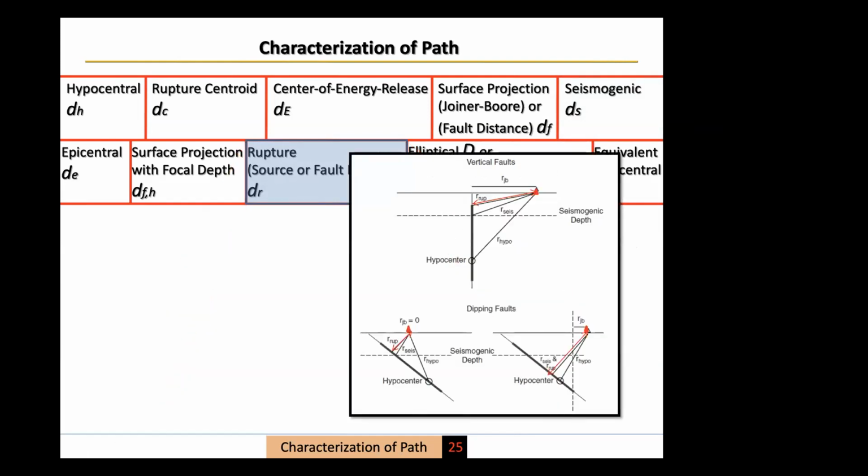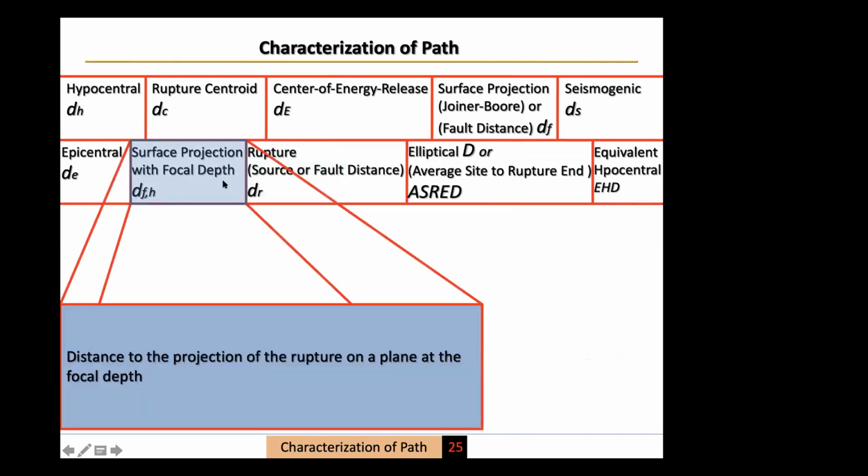So, for example, here you have a vertical fault. Okay, so you have a vertical fault here, and the rupture is shown by thicker line. So this is hypocenter, and the surface rupture has occurred here. So this is rupture distance. And surface projection with focal depth is the other one: distance to the projection of the rupture on a plane at the focal depth.